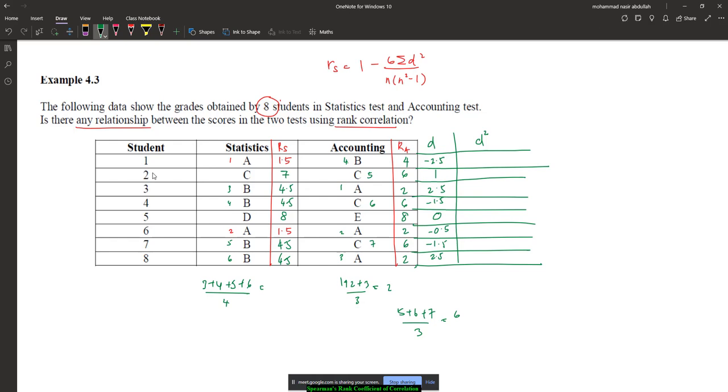And then we square the value of d, which is 6.25, since 2.5 squared is 6.25. This is 1. This is also 6.25. This is 2.25, this is 0, 0.25, this is 2.25, and the last one is 6.25. So the summation of d squared will be 24.5.